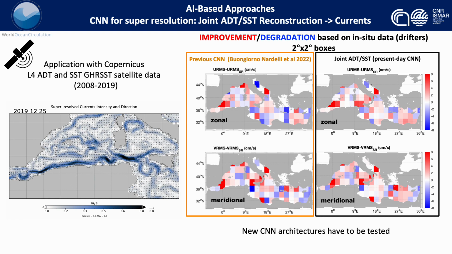But already comparing our present day results with the one of Buongiorno Nardelli and colleagues 2022, we start identifying more clearly some improvement areas, for instance, in the Levantine Basin, in the southern Tyrrhenian and in the western Mediterranean Sea, for both components of the motion, for the zonal and the meridional flow, which means the joint ADT-SST reconstruction brings benefits for the description of dynamical features in the Mediterranean basin.